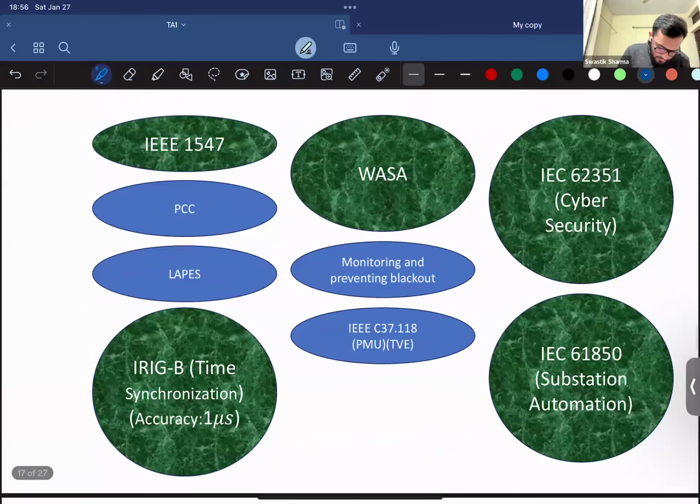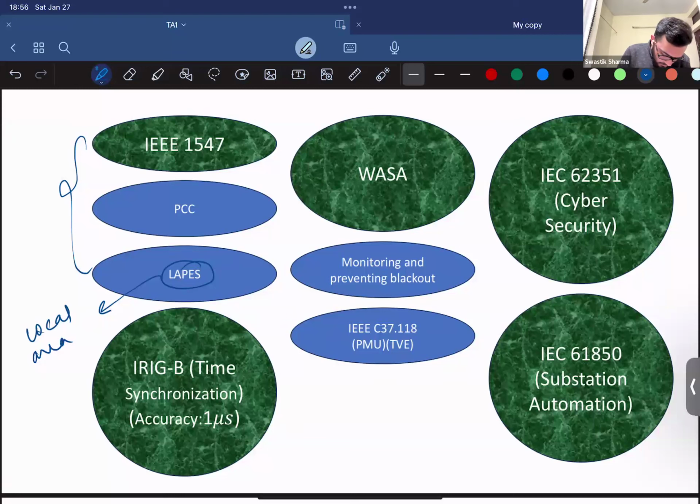I discussed these. LAPS is nothing but local area power and energy system. It's another name for microgrid, you can say. Then we have IRIG-B, which is a time synchronization standard, which mandates an accuracy of 1 microsecond. Then wide area situation awareness is generally used for monitoring and preventing blackouts.